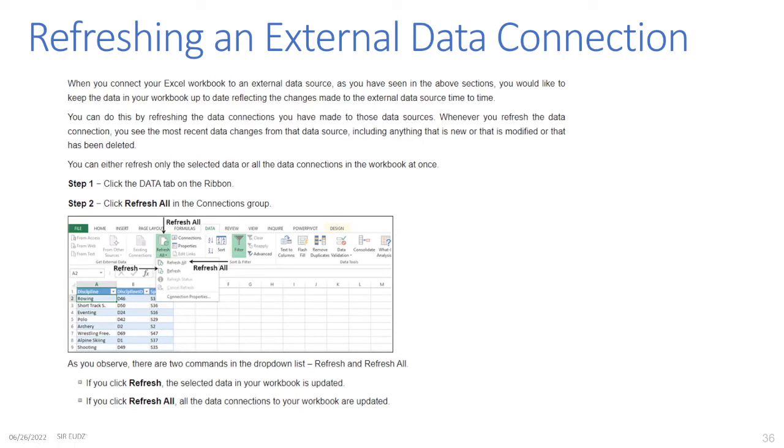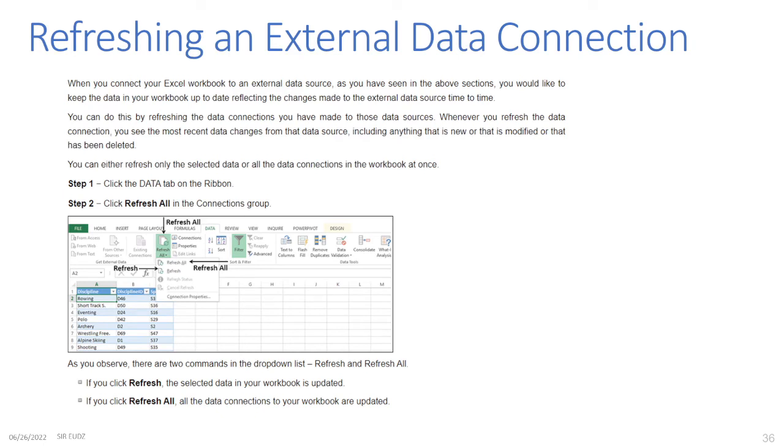Refreshing an external data connection. When you connect your Excel workbook to an external data source, as you have seen in the above sections, you would like to keep the data in your workbook up to date, reflecting the changes made to the external data source from time to time. You can do this by refreshing the data connections you have made to those data sources. Whenever you refresh the data connection, you see the most recent data changes from the data source, including anything that is new, modified, or deleted.